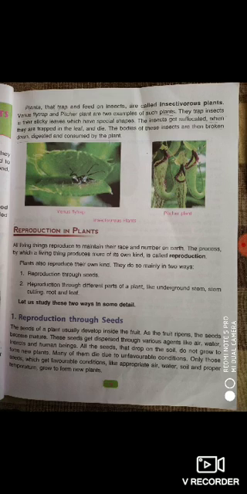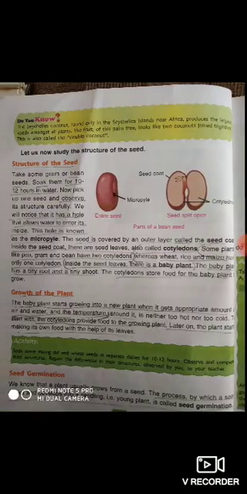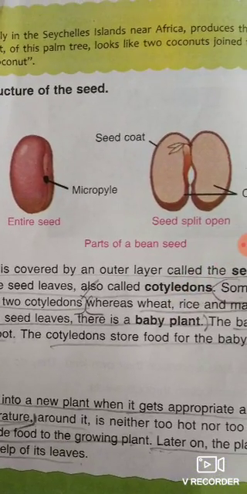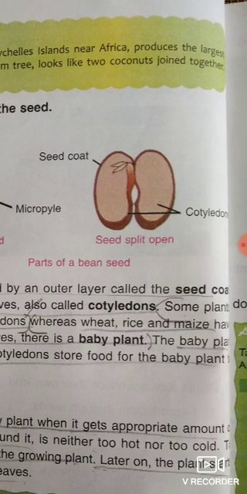So today, first of all, you will see the parts of the bean seed. When you have studied the seeds, then I will explain the stages of germination in the bean seed. Now see this picture. These are the parts of a bean seed. In this, the entire seed is here. You will see the micropyle is there, and this allows water to enter inside the seed. This is the function of the micropyle.